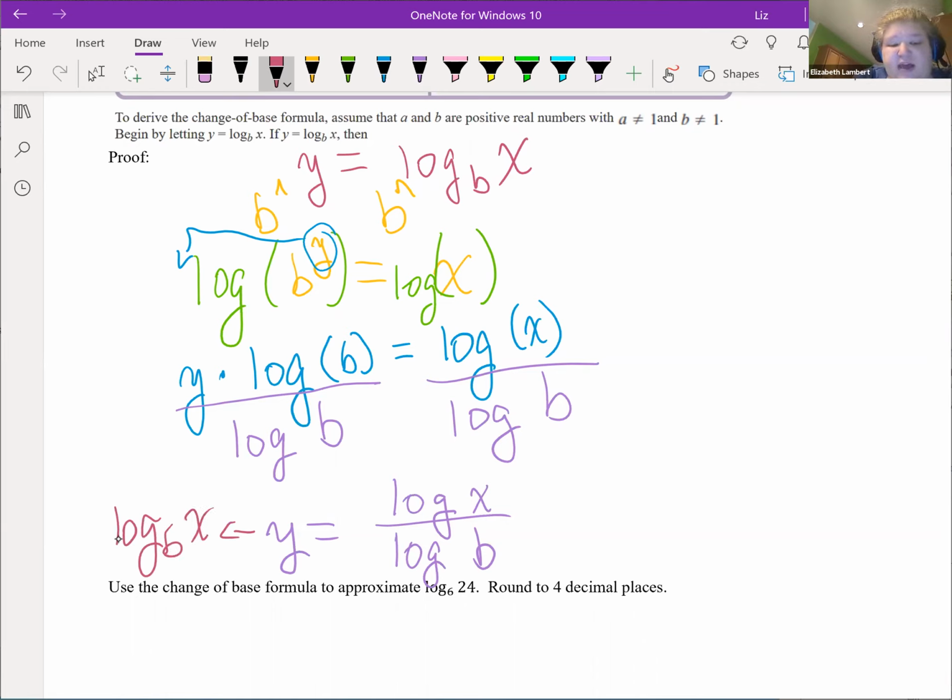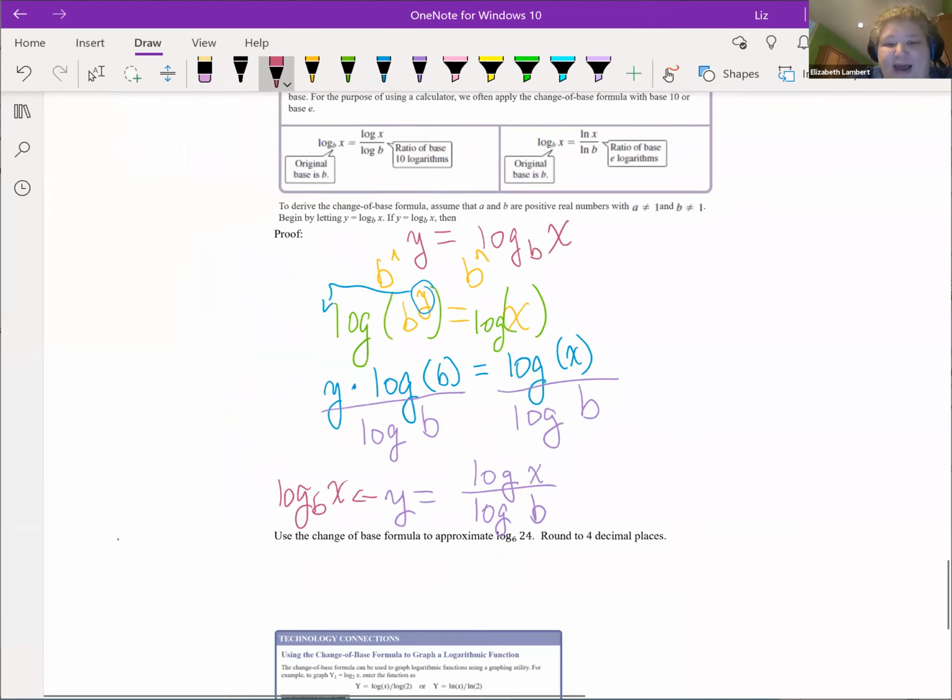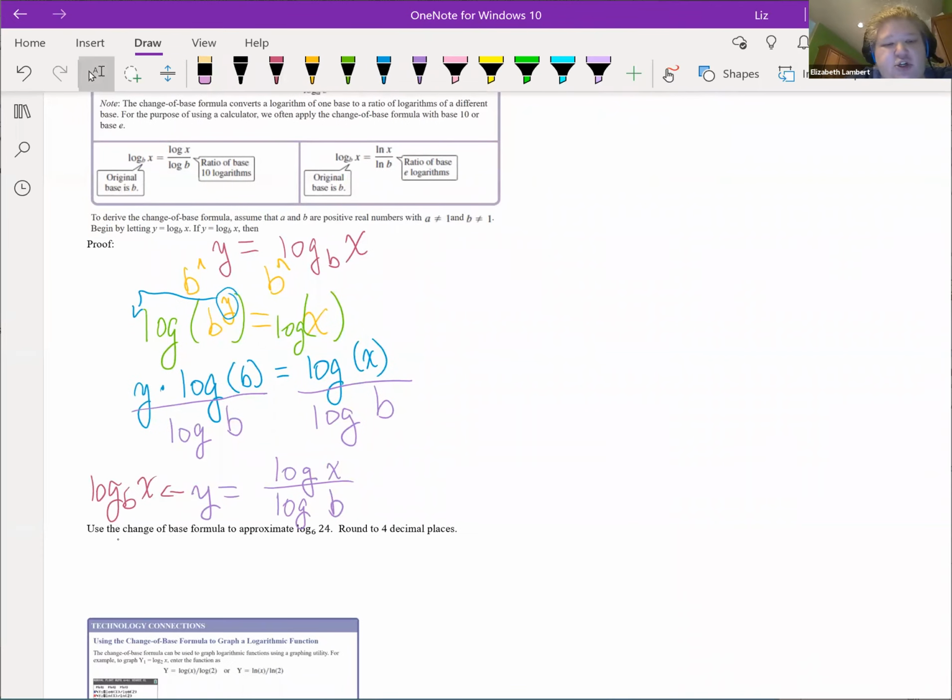So log base b of x is the same as log base 10 of x over log base 10 of b. And that is what you can use in your calculator to crunch any of these ugly things. All right. So in the homework, there might be one where they give you change of base.